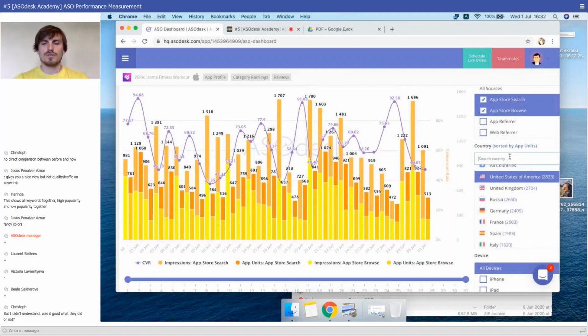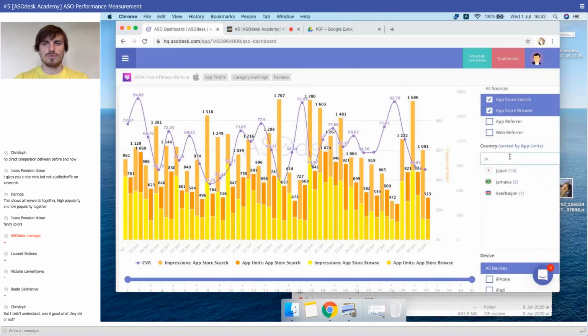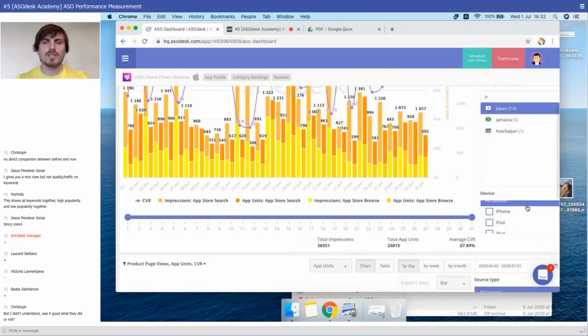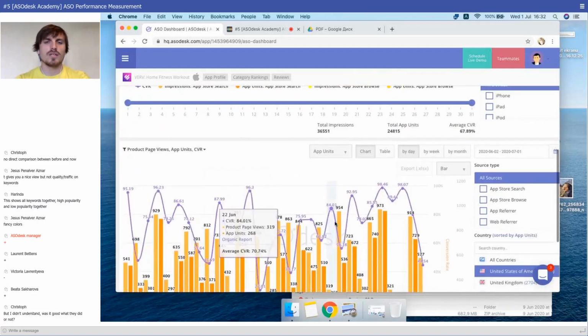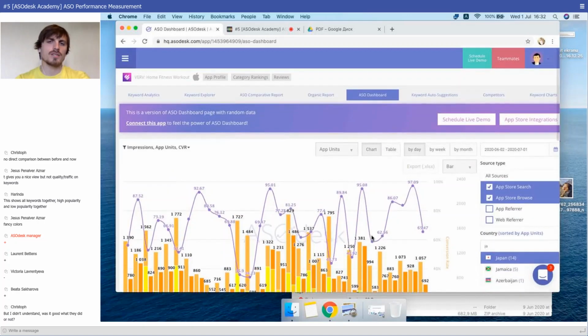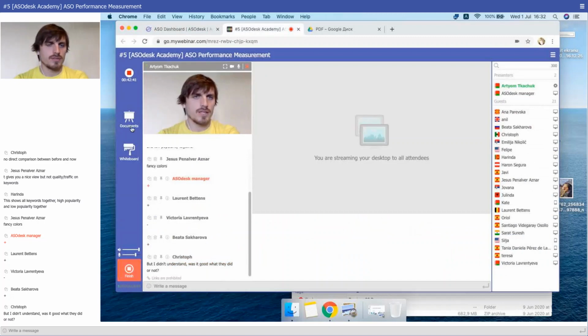Then you might choose a needed country. I don't know, let's check. For example, Japan. So you might choose a given country, and in the same interface do this for understanding conversion from product page views to app units. So that's the combination of measurement of App Store optimization efficiency and the right attitude to measure your efficiency after iteration.